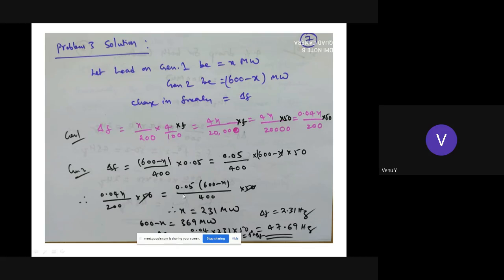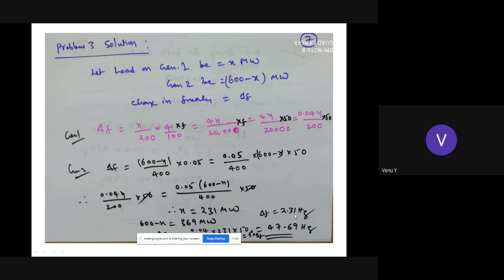Hence you can equate both the equations so that the only unknown is x. Find x from the equation, you will get 231 megawatts as the x value. That is the load on generator 1. Now let us find the load on generator 2. The total load is 600, so 600 minus x is 369 megawatts.